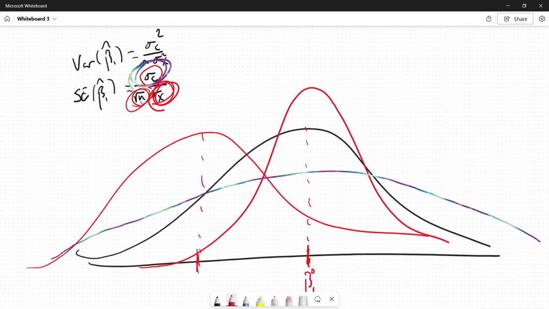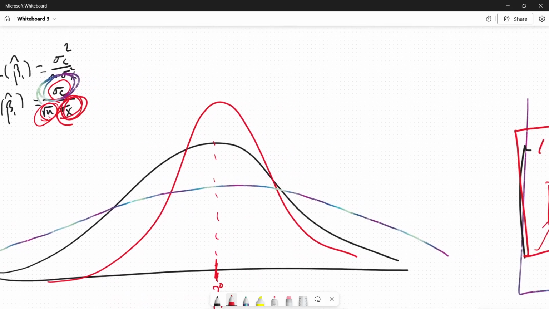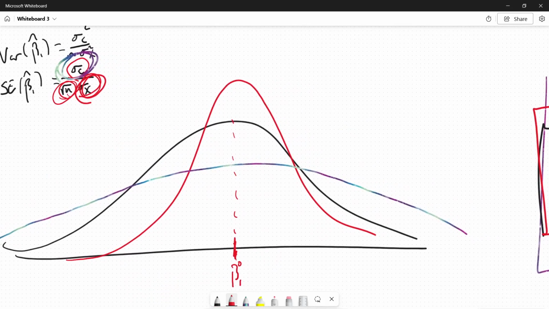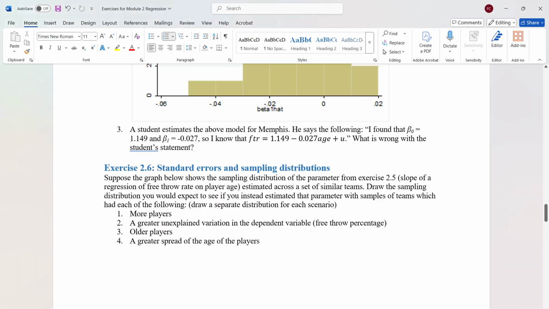Yes, the center of this distribution is now well under where the original beta 1 was. Okay, take that away, because it could go many different directions. This one is very open-ended. But the last one here, a greater spread in the age of the players.